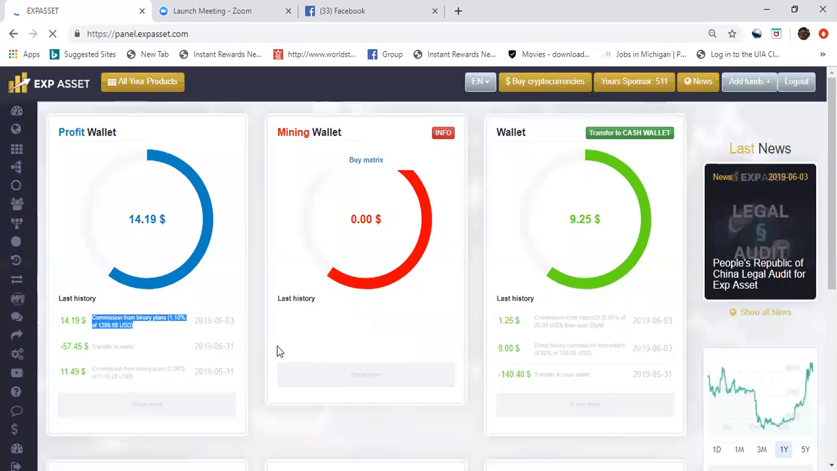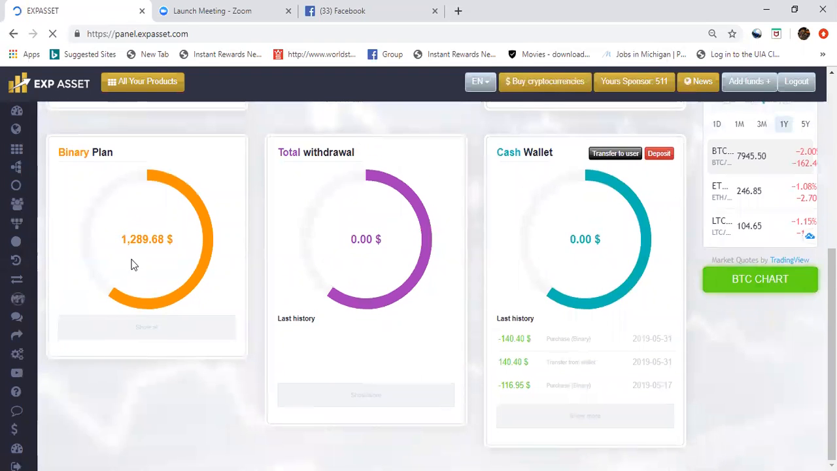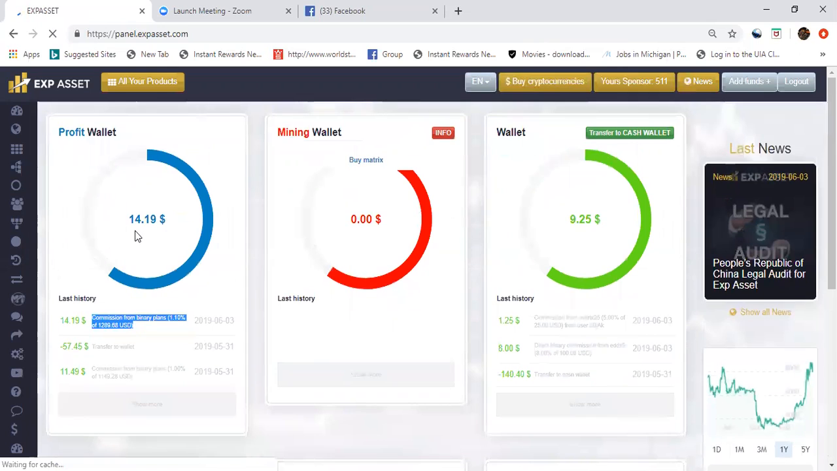And my binary is like $1,289. I should have got paid, at 1%, I would have got paid $12.90, but I got a little more. So that was great. It got paid even more.